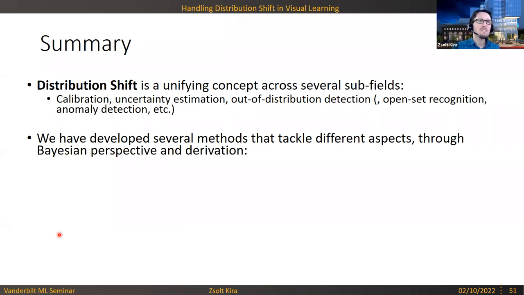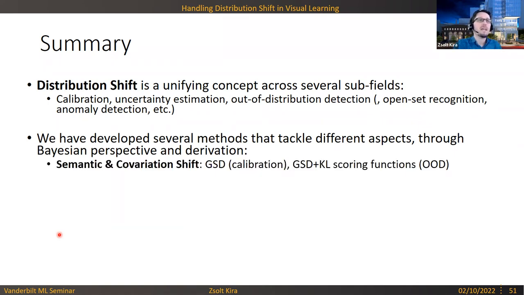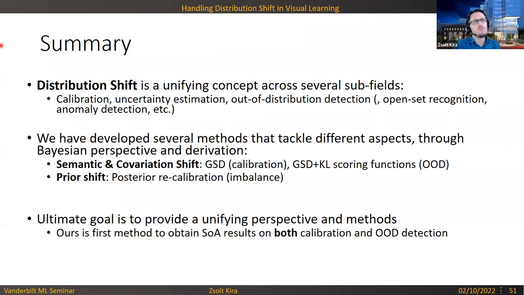We've developed several methods that actually do tackle this in a unified way, and we can tackle both covariate and semantic shift using a single method and do well both in calibration and out of distribution detection. We have some other works that look at imbalanced learning from a Bayesian perspective as well that I won't cover. And ultimately, what I'd like to do is really, again, unify all these things.